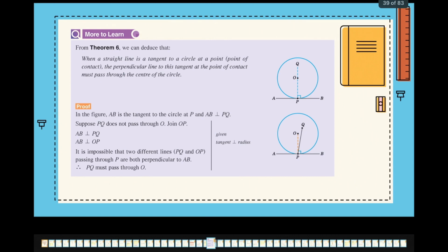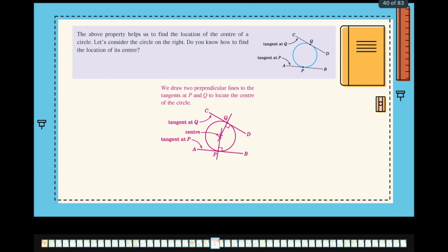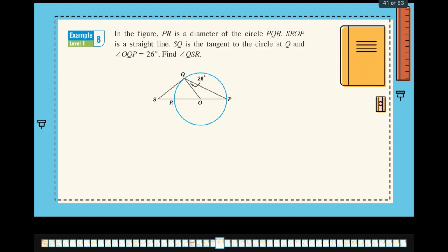From theorem 6, we can deduce that when a straight line is a tangent to a circle at a point, the perpendicular line to this tangent at the point of contact must pass through the center of the circle. You can see there's a little proof at the bottom, so you can have a look at it. I'm not going to go into much detail on this part, but you can have a look at it yourself. So let's go to our example 8.